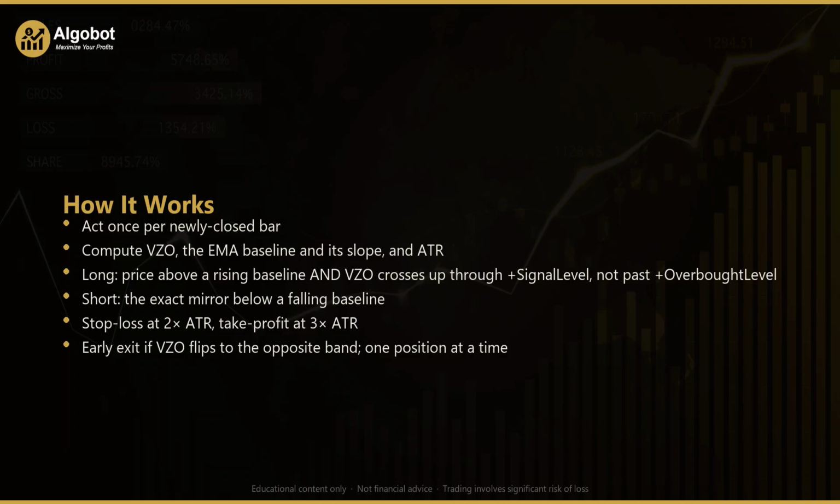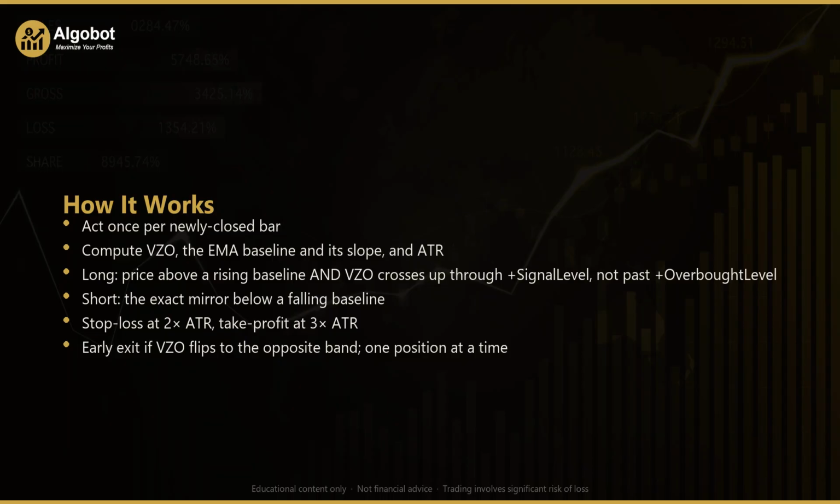The expert advisor only acts once per bar, when a new bar opens and the previous one has closed. That keeps its decisions clean and avoids reacting to every flickering tick. First, it builds its context. It calculates the volume zone oscillator over the VzoPeriod, which defaults to 14. It measures a trend baseline using an exponential moving average over the trend period, which defaults to 60 bars, and it checks the slope of that baseline over the last 3 bars. It also reads the average true range over 14 bars to size its risk.